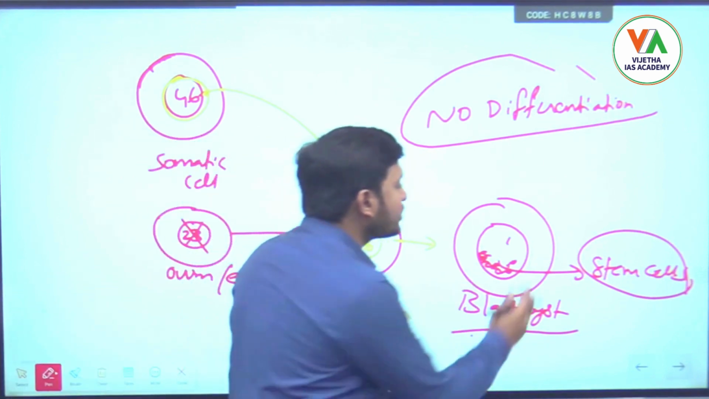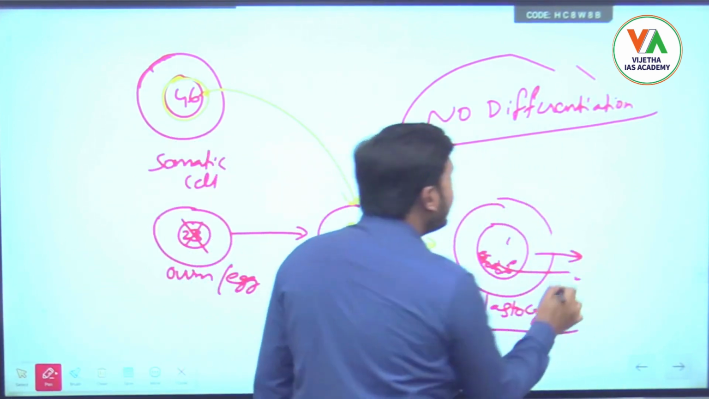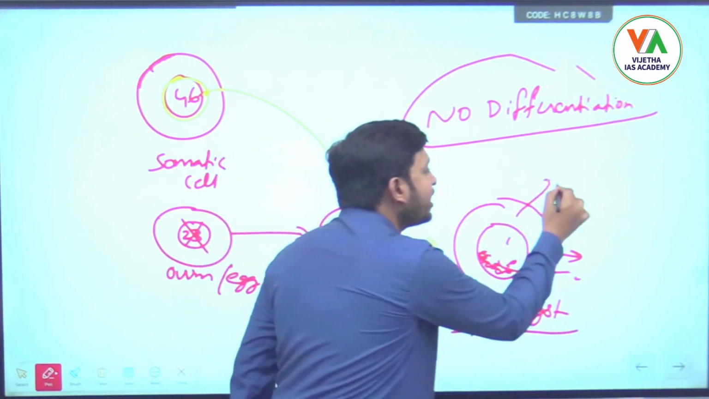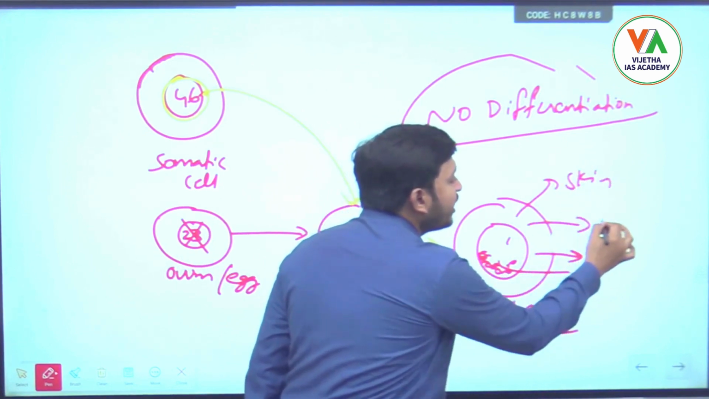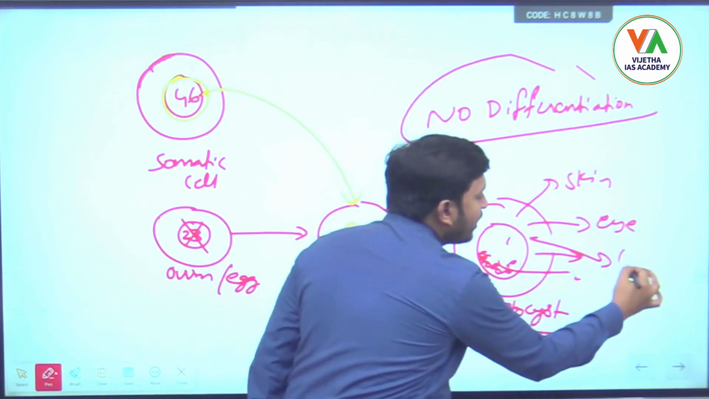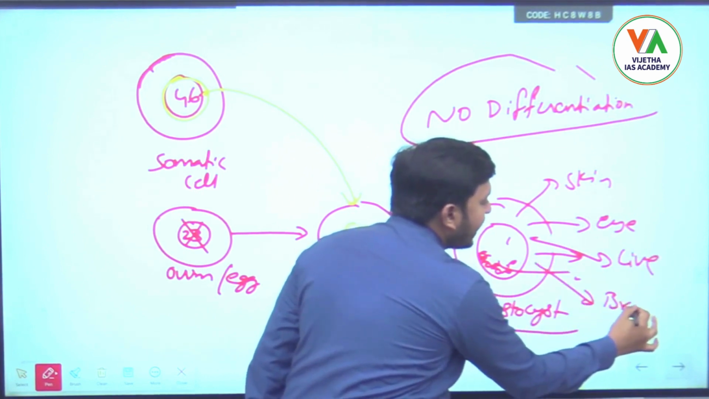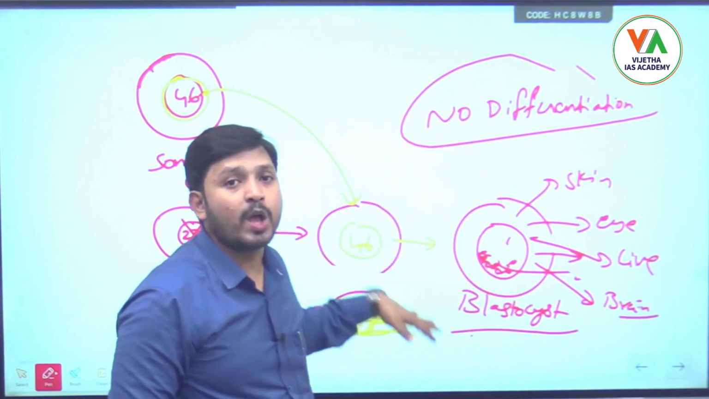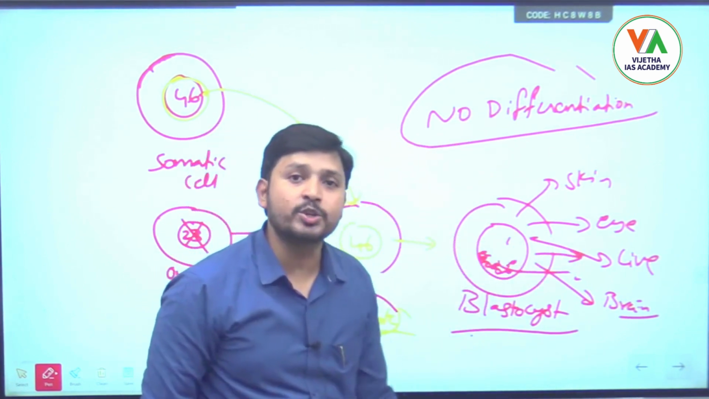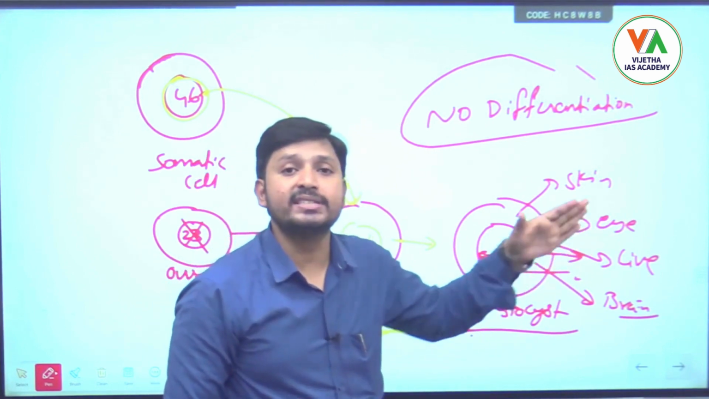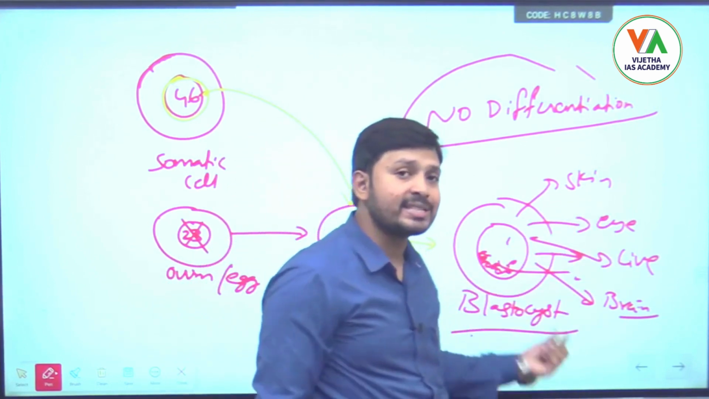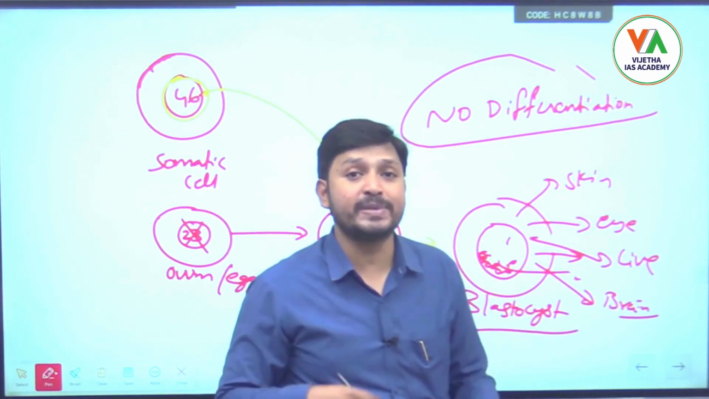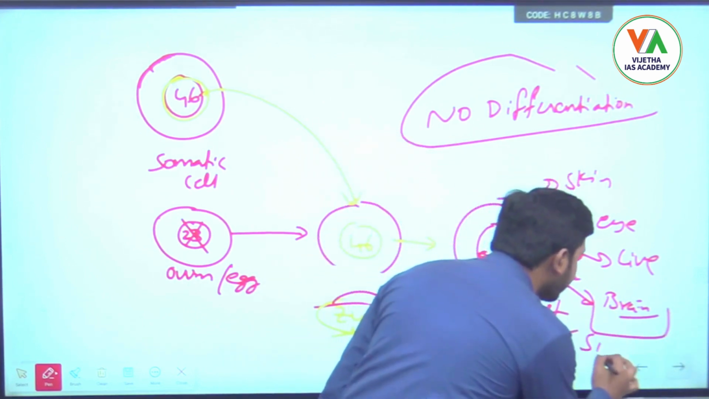But after blastocyst, whatever the different cells are there inside this blastocyst, some cells will convert into skin, some cells will convert into eye, some cells will convert into liver, some cells will convert into brain. Okay, what I am saying is, till blastocyst no differentiation, meaning all the cells look similar, but after the blastocyst stage differentiation will start occurring. After the blastocyst stage the same cells will acquire differentiation, meaning they will form into different specialized cells.